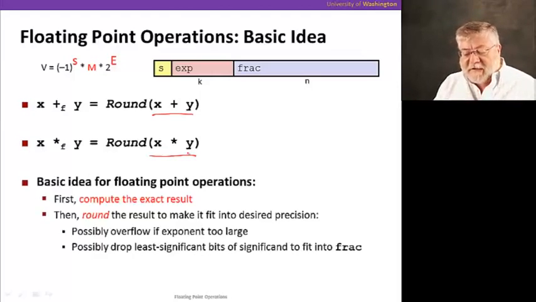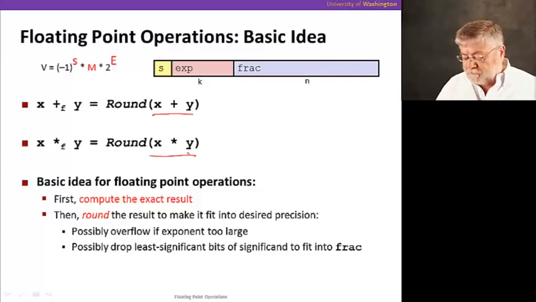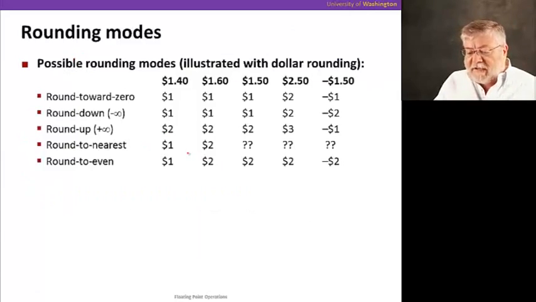So the basic idea then for floating point operations is to first compute that exact result and then round to make the result fit into the desired precision. We might have possible overflow if the exponent is too large, and we might have to drop some least significant bits in the significand if our fraction gets too long. For example, if we do an addition between two numbers of very different exponents. Okay, so that's the basic idea.